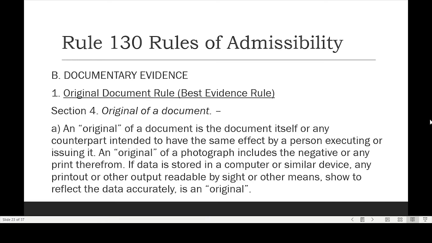So we must remember this. If we are not sure whether a document is an original, we have to refer to Section 4(a) of Rule 130 to determine if the document is original or not. We must remember that.